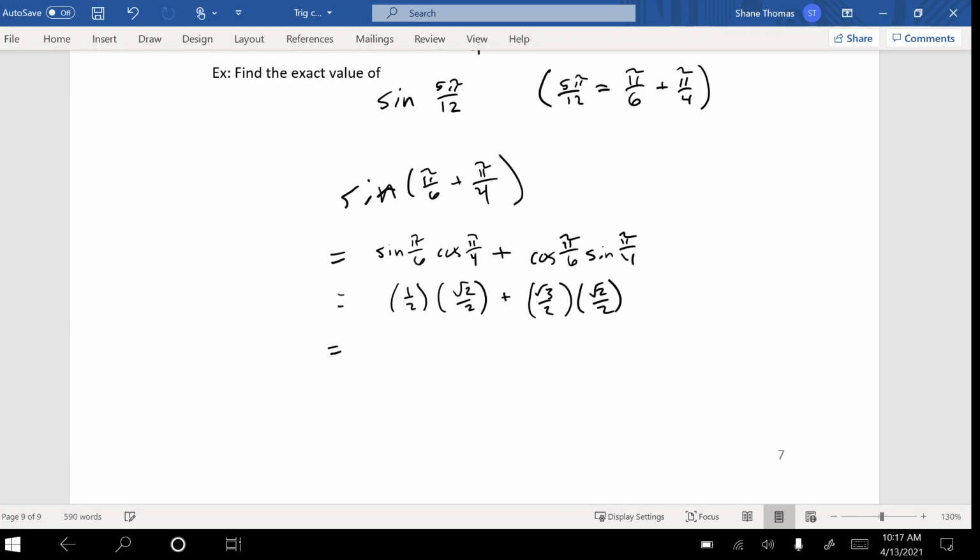Okay. So from there, this simplifies on the left one to what? Root 2 over 4 plus root 6 over 4, which is going to be root 2 plus root 6 over 4. There we go. And yes, it did come out to be the same answer. Why? Just because it's all interrelated.